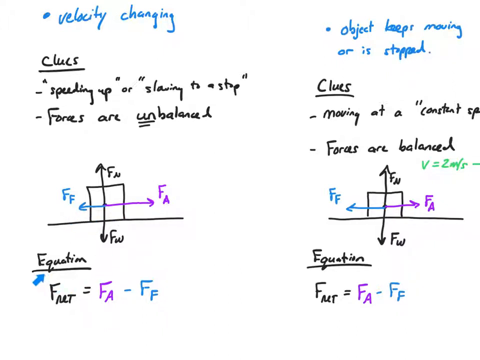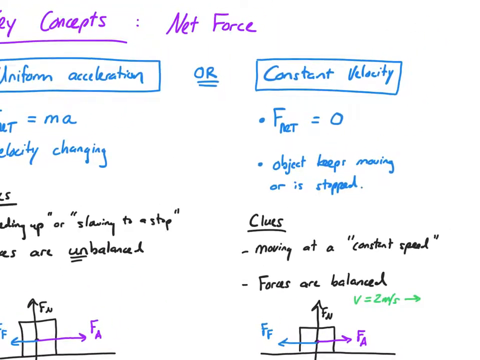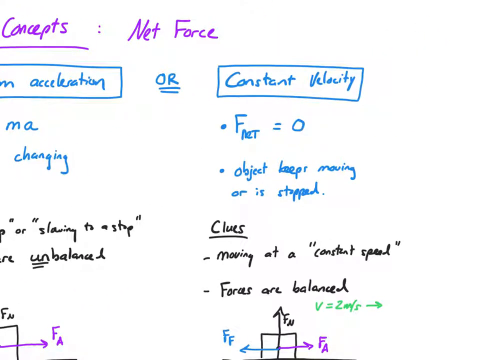We can write the net force equation then to show that the net force is equal to the applied force minus the frictional force. And that is then all equal to the mass of the object times the acceleration. So we can use this to find the acceleration of that object in the x direction. Similarly, if we take a look at constant velocity, we know that the net force, all the forces acting in a given direction, have to add up to 0. The object keeps moving at a constant speed, or it is stopped.